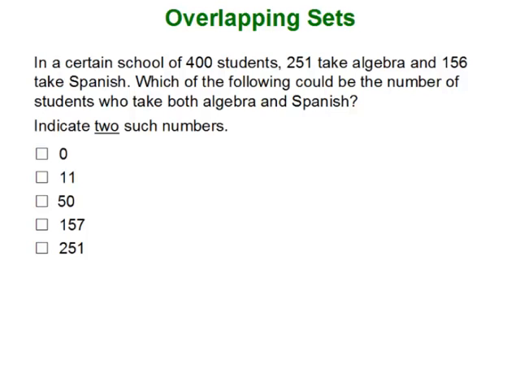So this is an overlapping set problem because they talk about an entire group of students, but specific students are mentioned in 2 categories, algebra and Spanish. And they also talk about both algebra and Spanish, so that's a clue that overlap is possible between the 2 sets. So you could set up your Venn diagram, label the circles algebra and Spanish, and account for that overlap of both. And our possible numbers there are our 5 choices.